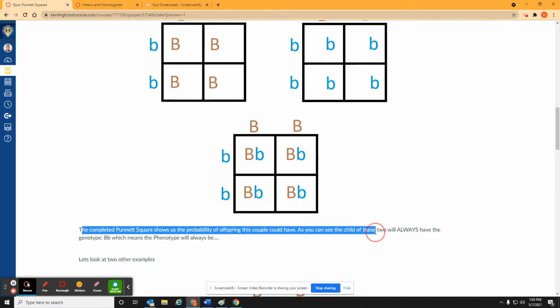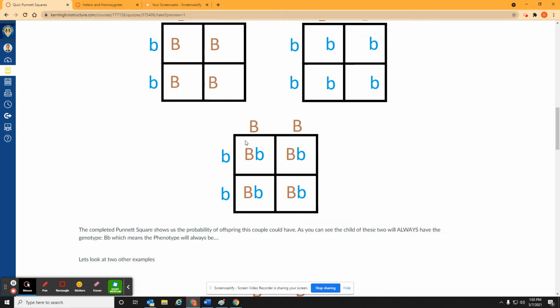So as you can see, the child of these two, a dad with double capital B, brown eyes, and a mom with double lowercase b, blue eyes, will always have children with the genotype capital B, lowercase b, every single kid. And because of that, every single kid will have brown eyes. Because remember, for dominant traits, you only need one letter to have that trait. The only way to have blue eyes is to have lowercase b's.